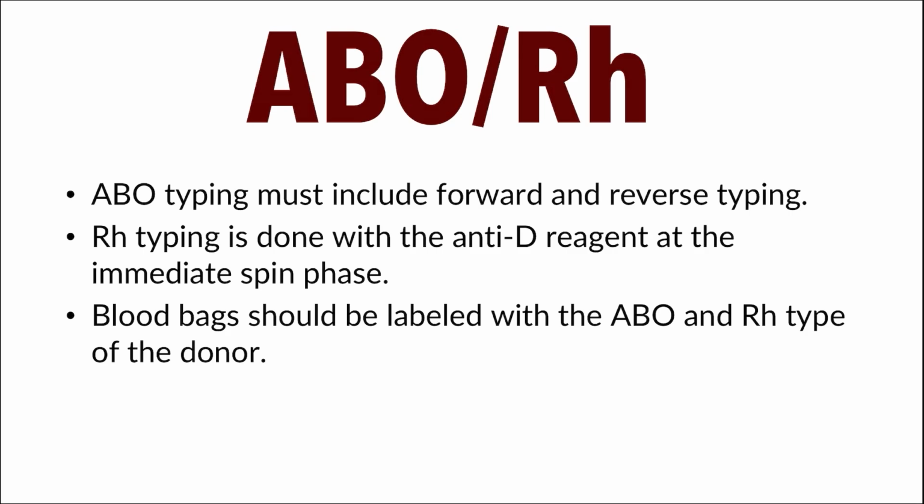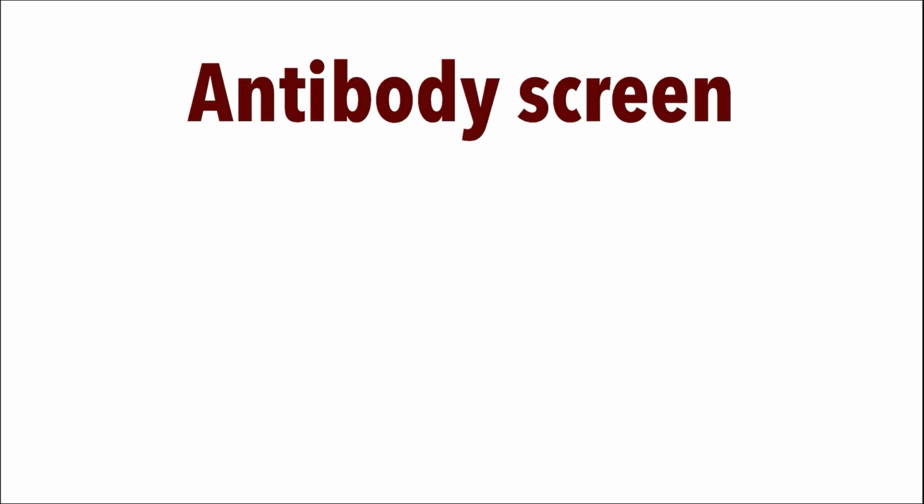And blood bags should be labeled with the ABO and Rh type of the donor. Of course, you also have to consider the color code of the blood bag, like A blue, B yellow, O white, and then AB pink. I hope you still remember that one.